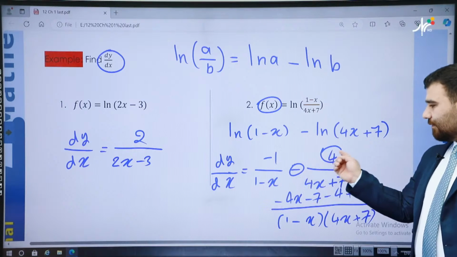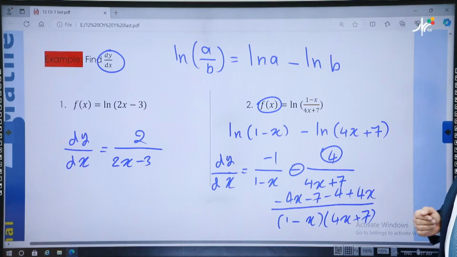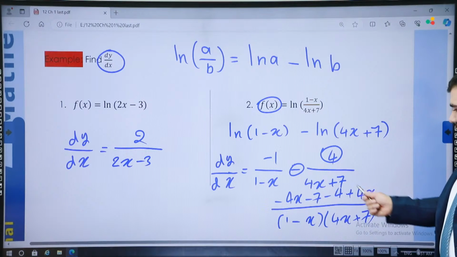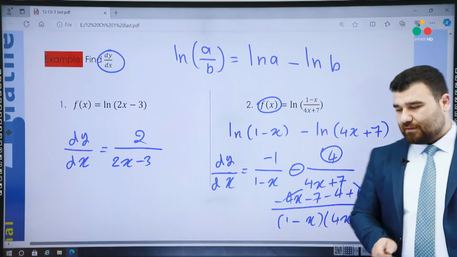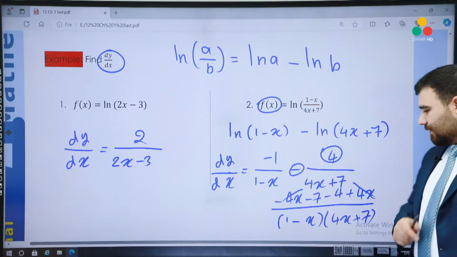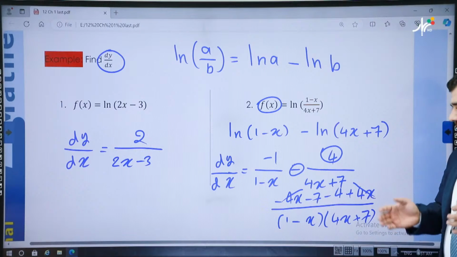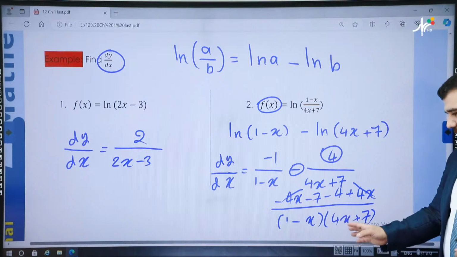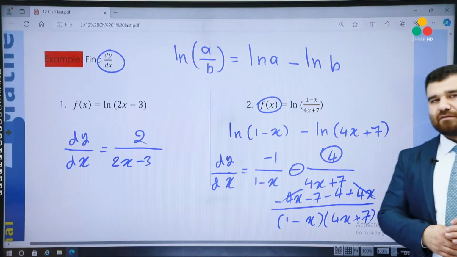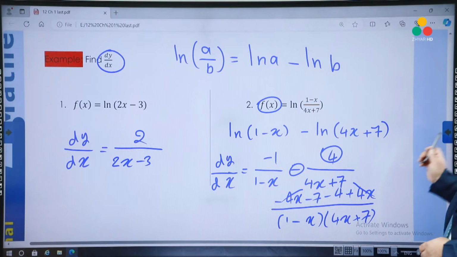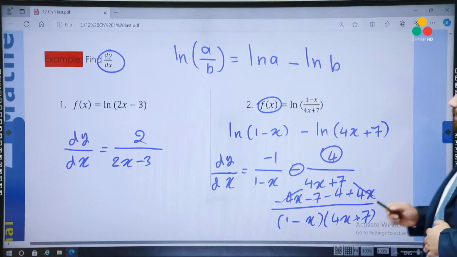1 times negative 4 is negative 4. Negative x times negative 4 is positive 4x. Then 4x cancels 4x. Negative 7 minus 4 is negative 11. The final answer is negative 11 over this denominator. Or sometimes in the multiple choices, the denominator is not given as two brackets, it's given as a quadratic expression. We can expand this and simplify to see the final result. But the idea here is to find the derivative correctly, then the simplifying is okay, it's manageable.